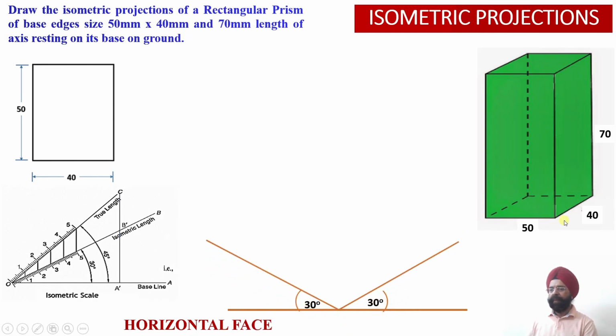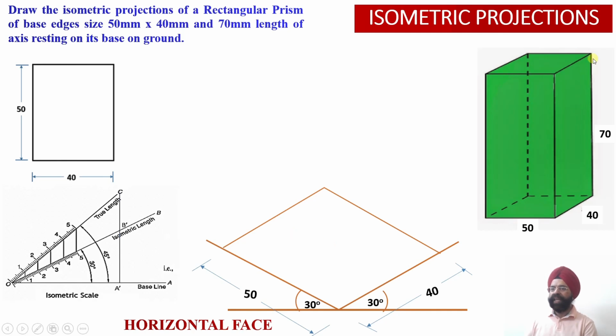So in the horizontal face, once again, the x and z axes I will be drawing first, because this face will be contained by the xz plane, right? So on the x axis, 50 millimeter will be drawn, and on the z axis, 40 millimeter edge of this rectangle will be drawn. Please check, on the x axis we have drawn the longer dimension, 50 millimeter, and on the z axis we have marked 40 millimeter, which corresponds to the smaller side of this rectangle. So the base of the rectangle has been completed.